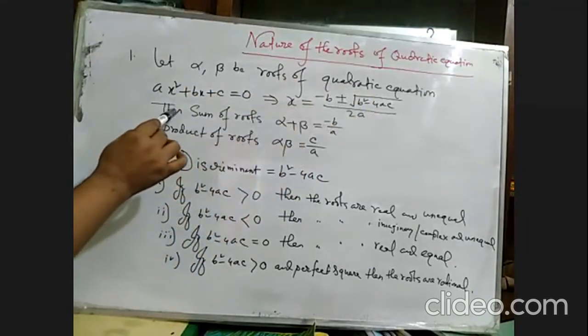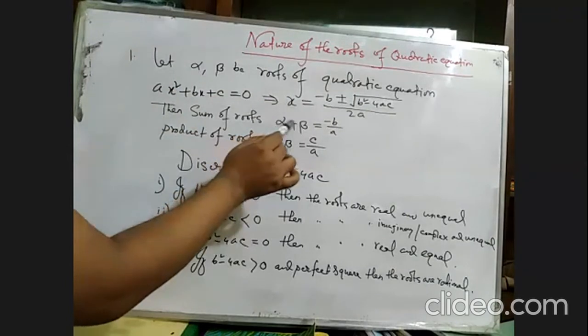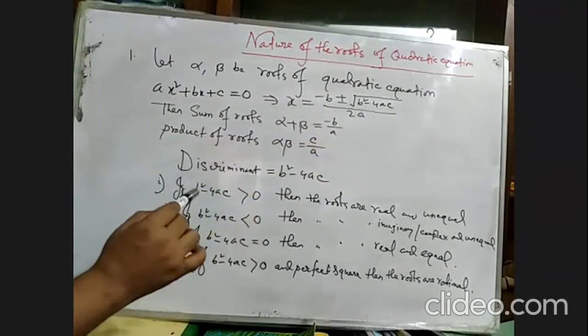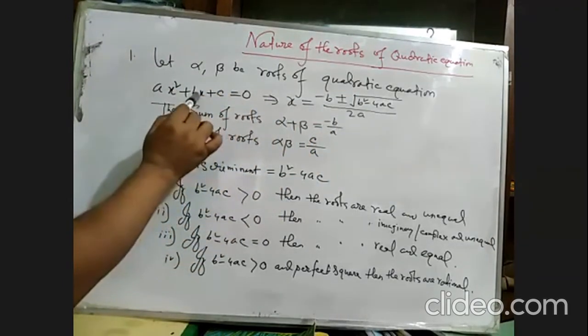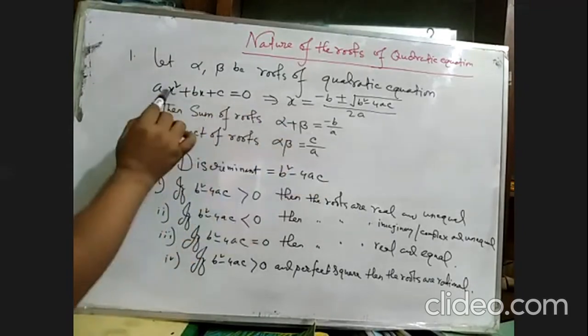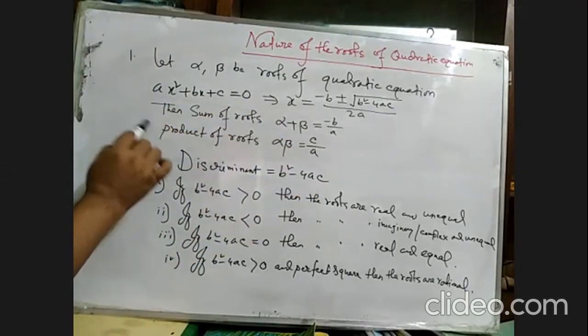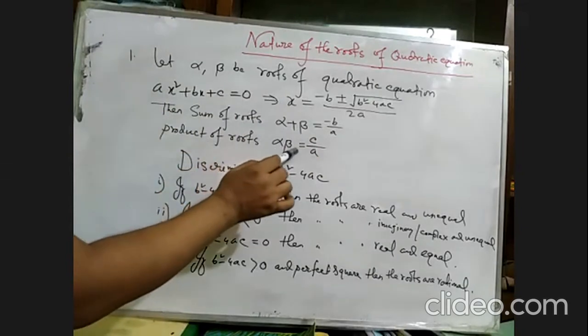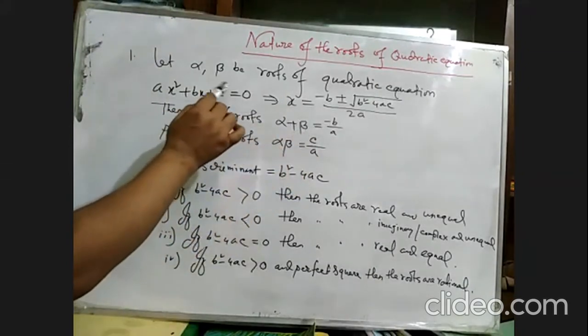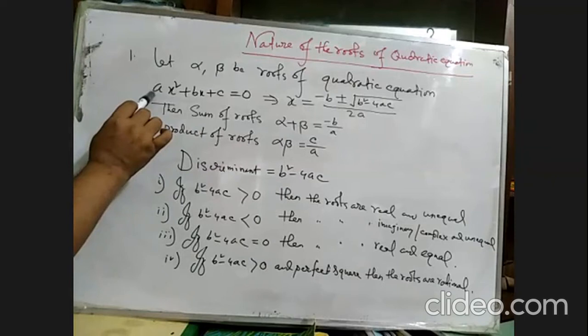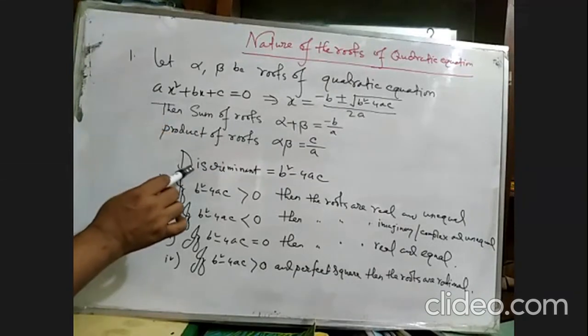So the sum of the roots, alpha plus beta, will be minus b by a. That means b is the coefficient of x, and a is the coefficient of x square. And the product of the roots, alpha into beta, will be c by a. C means the constant term, and a means the coefficient of x square.